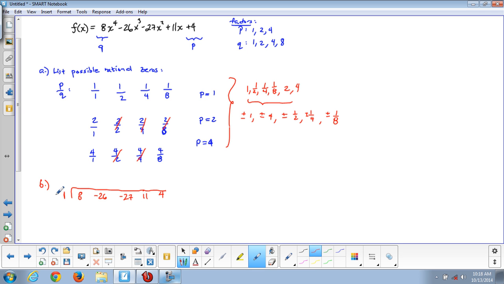Like I said, this is just trial and error, so now let's go ahead and try a negative 1. And I'm just going down the list, positive, negative. You can choose at random which one you think will work. So let's drop this 8 here. Negative 1 times 8, I end up with negative 8. I add these two, I get negative 34. Now I end up with positive 34. I add these two, I get 7.